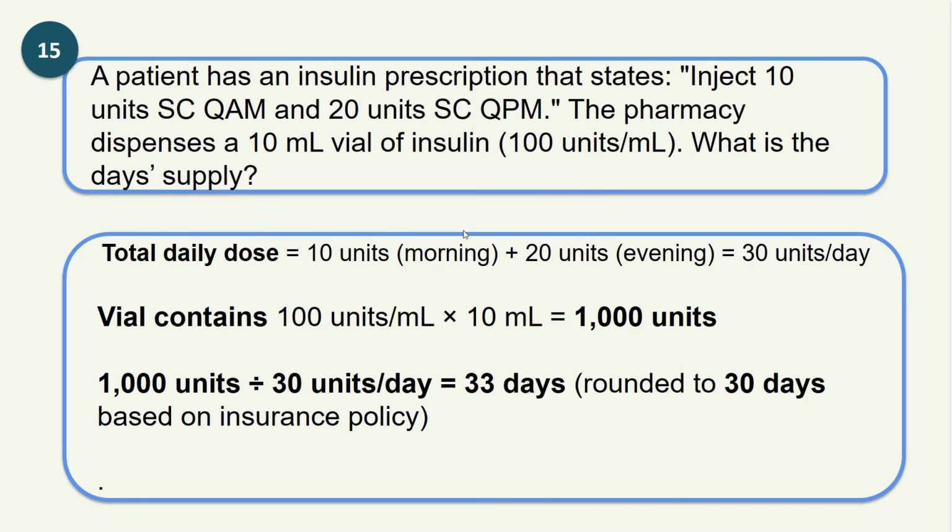Solve this one. So basically here the question says the patient takes daily 10 units in the morning and 20 units in the evening. So total daily dose is 30 units. However, each vial has 100 units per ml, so a 10 ml vial, if you multiply that, each vial contains 1000 units of insulin. So now just divide 1000 total units by daily units. So it comes to approximately 33 days, or 1 month of supply, approximately, based on the insurance policies.